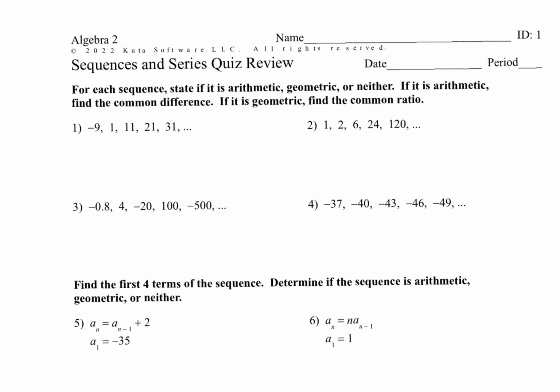All right, let's do this review thing. For each sequence, state if it's arithmetic, geometric, or neither. If it's arithmetic, find the common difference. If it's geometric, find the common ratio.